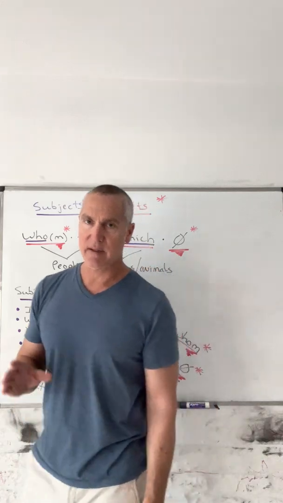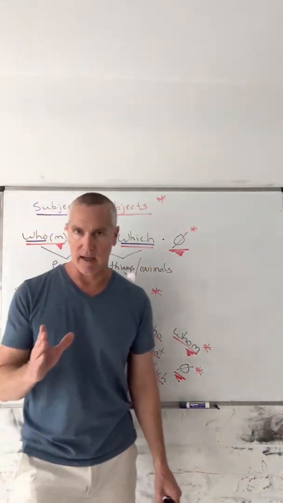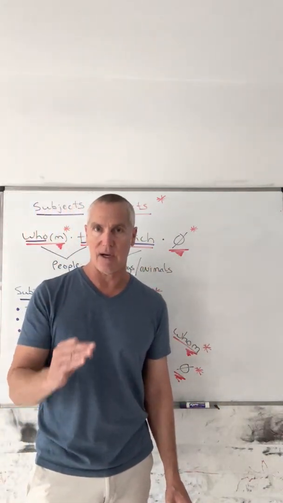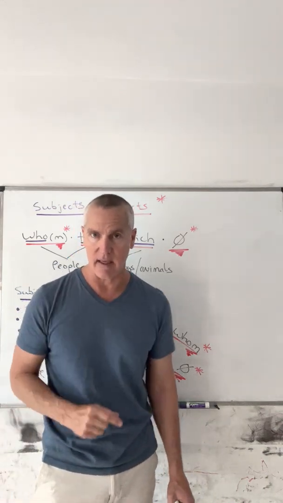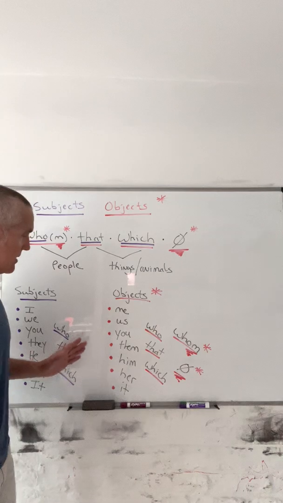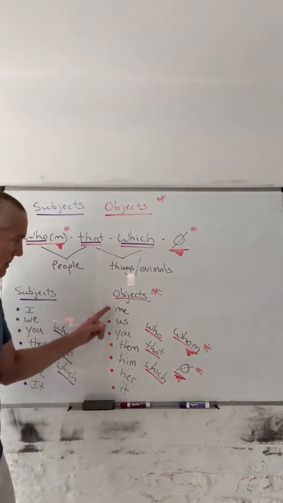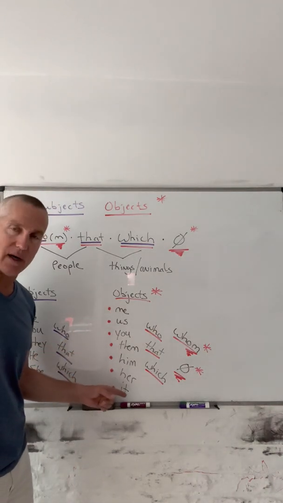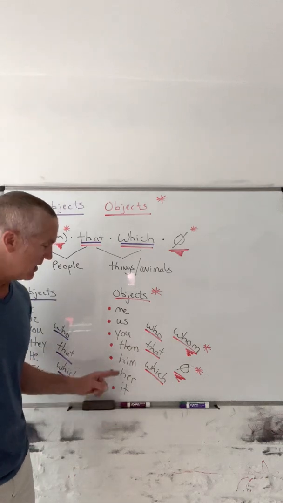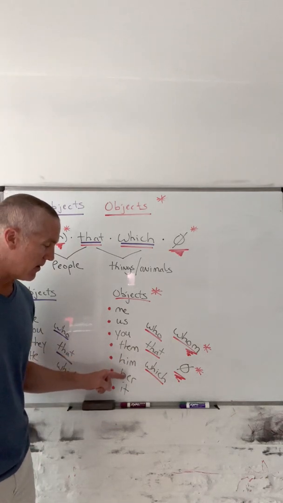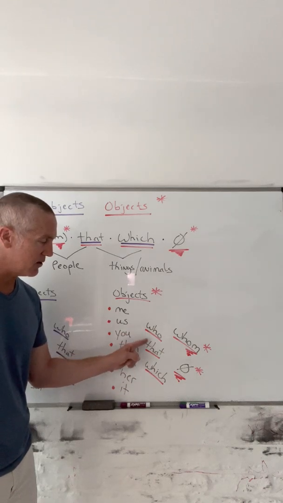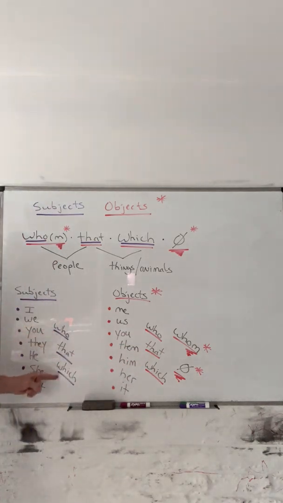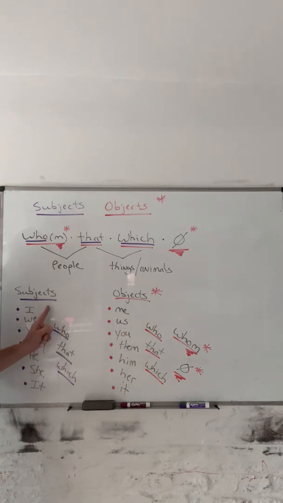If the reference in the second sentence, and again, that's what this video is about, is an object, these are the respective objects: me, us, you, them, him, her, it. Especially third person: them, him, her, it. Again, we have the same three options: who, that, and which. We have the same three options as subjects.